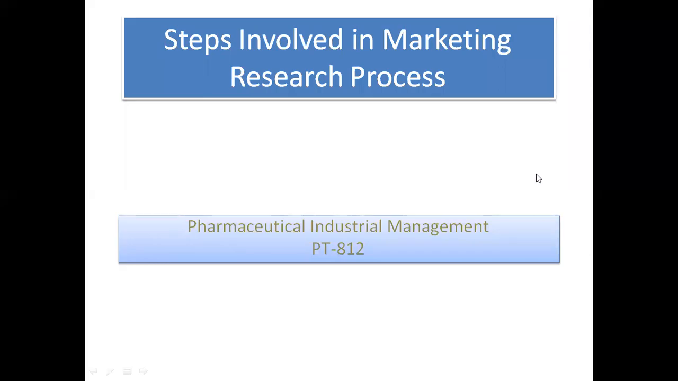So today's topic is steps involved in marketing research process. Before entering into the topic, we must understand what is marketing research. Marketing research is a scientific approach.